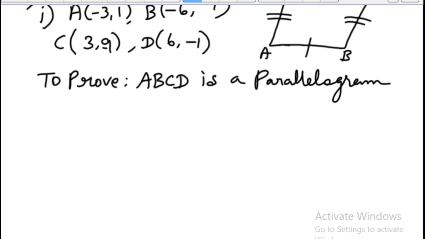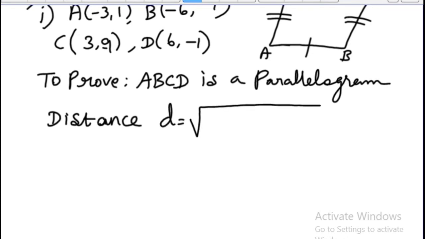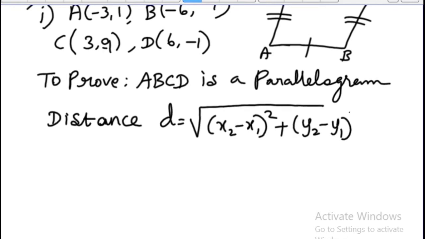So first, we should write the formula. Distance D is equal to root of (x2 minus x1) the whole square plus (y2 minus y1) the whole square.